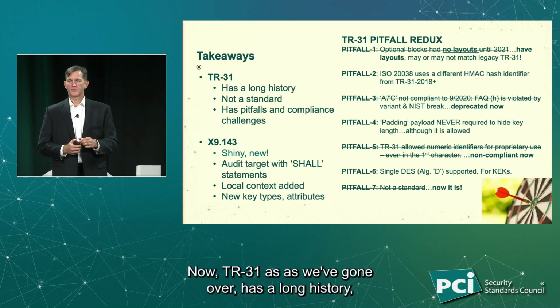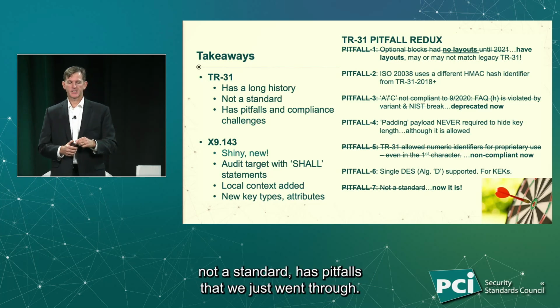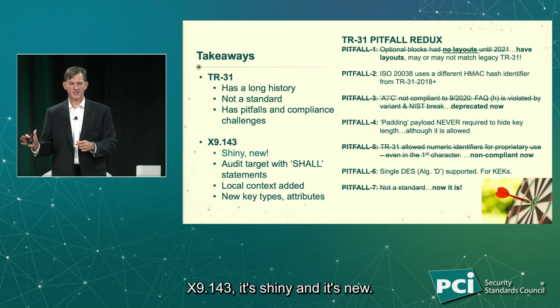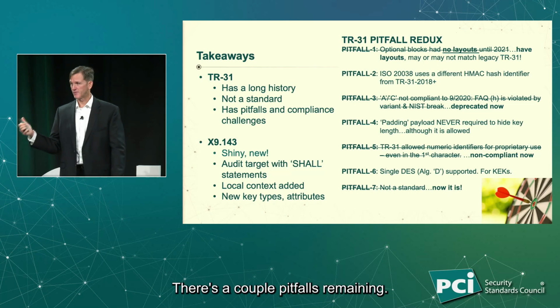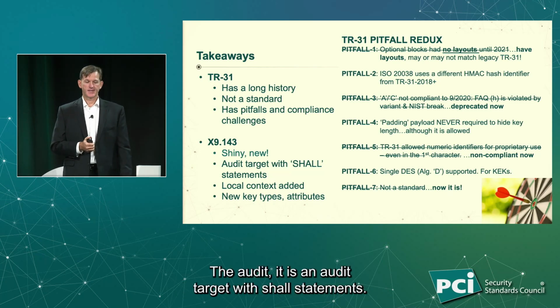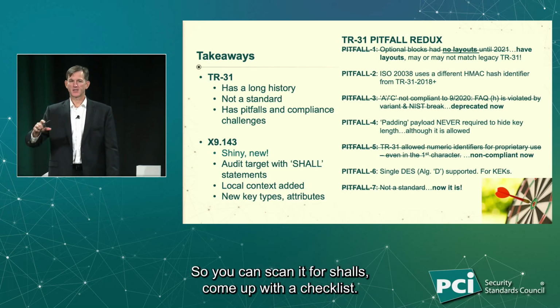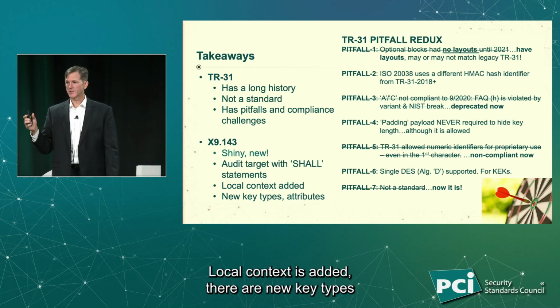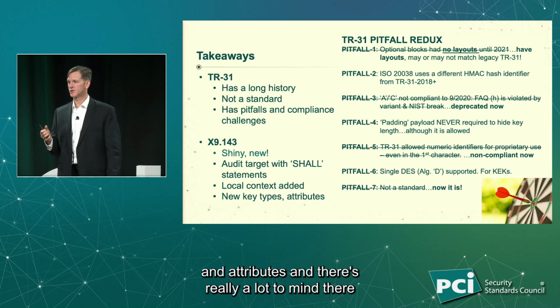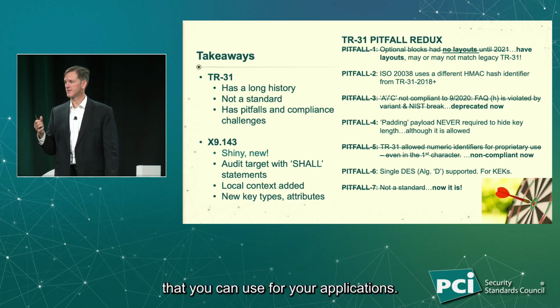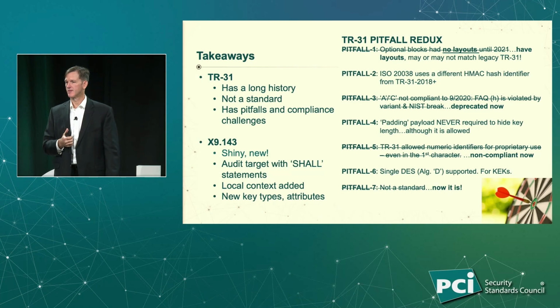TR-31, as we've gone over, has a long history, is not a standard, and has the pitfalls that we just went through. X9.143 is shiny and new, so it's a cool thing, right? There are a couple of pitfalls remaining. It is an audit target with shall statements, so you can scan it for shalls and come up with a checklist. Local context is added. There are new key types and attributes. And there's really a lot to mine there that you can use for your applications.